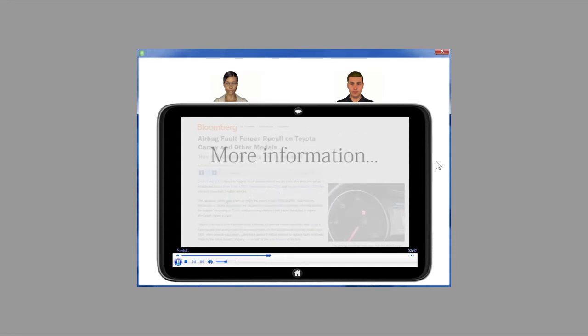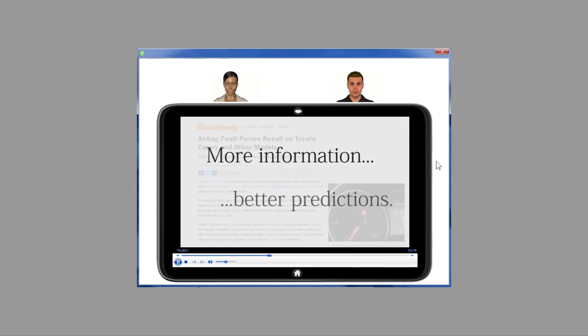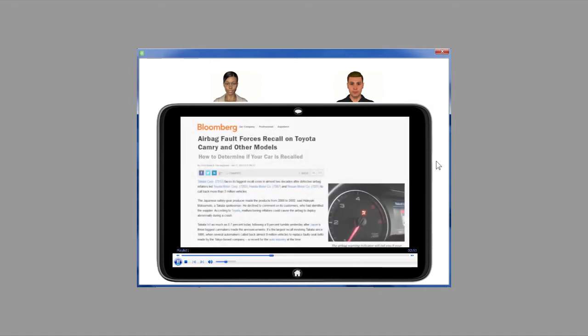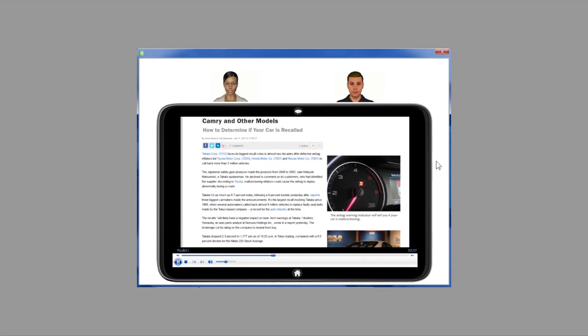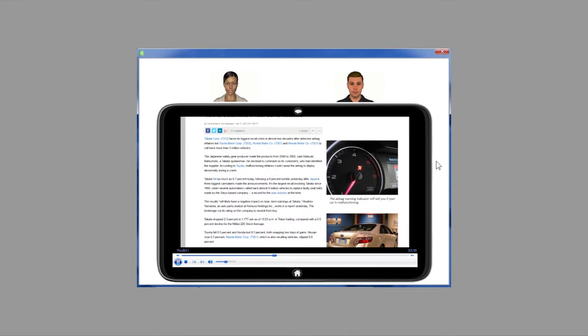The more information we gather, the better predictions we can make before we start reading. More information improves our understanding of what the text covers, which allows us to predict if the document covers a topic we are interested in reading about.